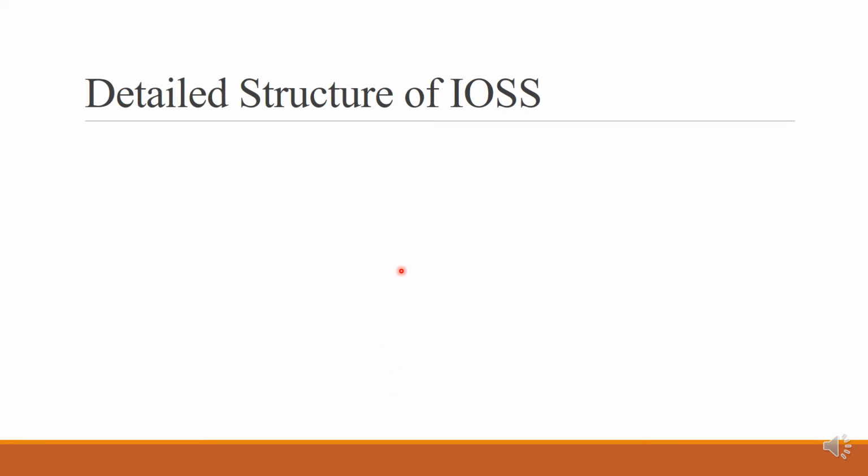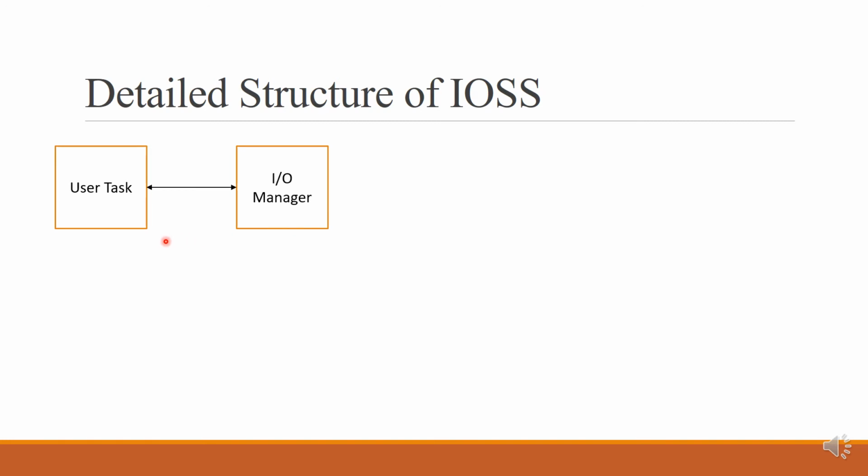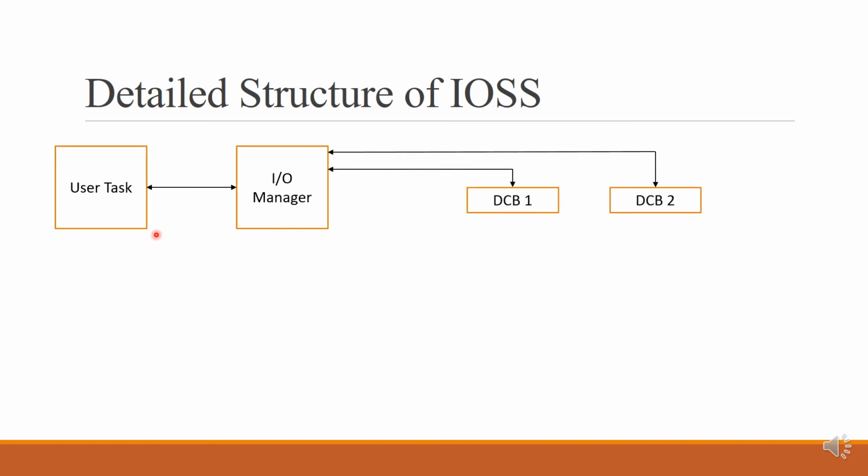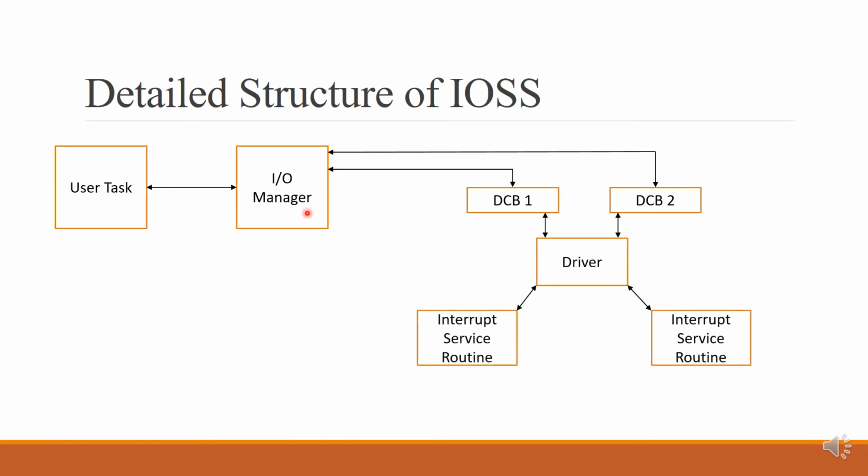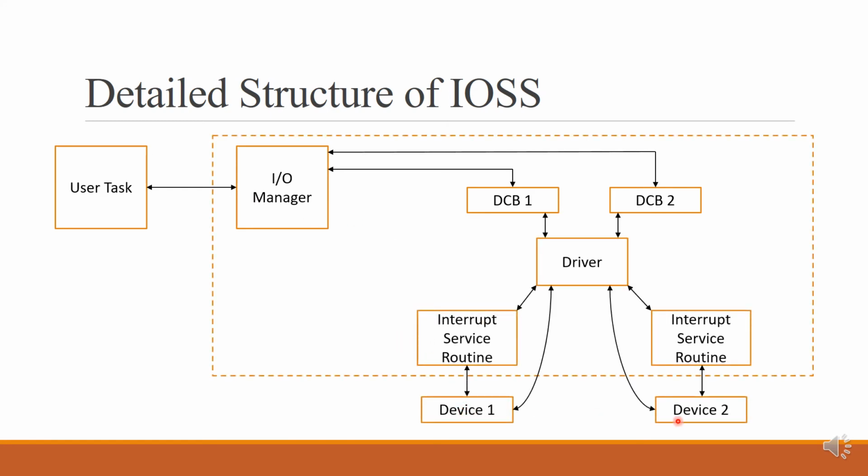So what is the detailed arrangement of the IOSs? You can carefully see the detailed arrangement here, wherein again we will have a user task or an application task which is sending its information in order to communicate to various devices like device 1 and device 2. The IO manager is the one which accepts information from the user task using system calls.